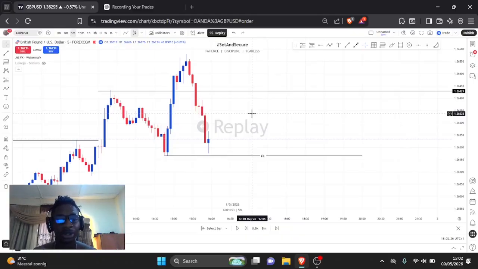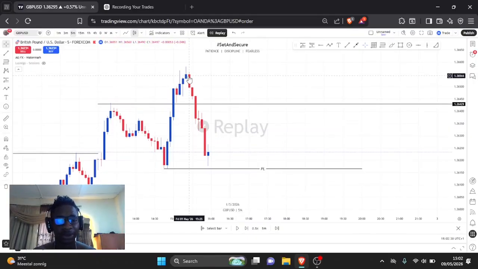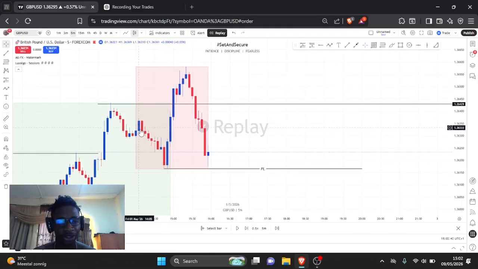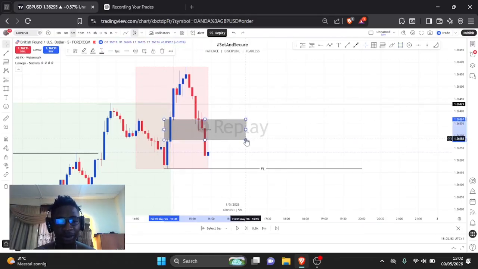As you can see from this 5-minute time frame, remember we are in the New York session. The New York session starts here, but we've gotten a liquidity sweep and we've gotten this continuous impulsive break. We also have a fair value gap right now.